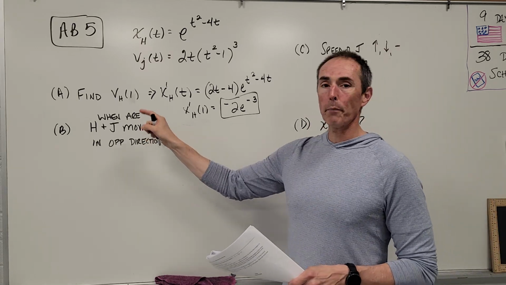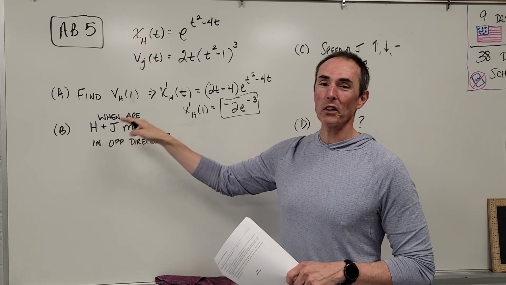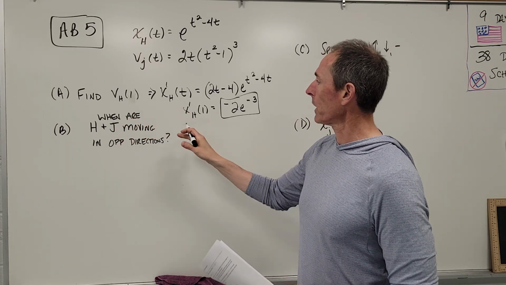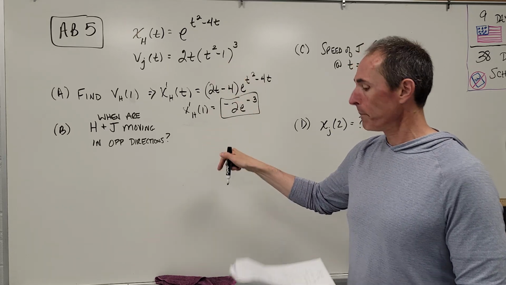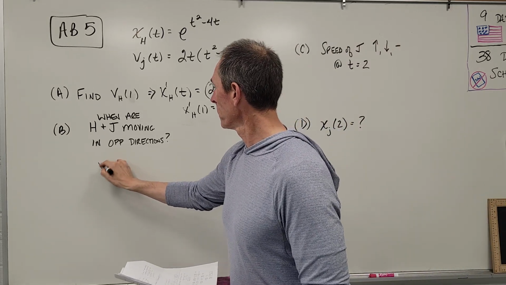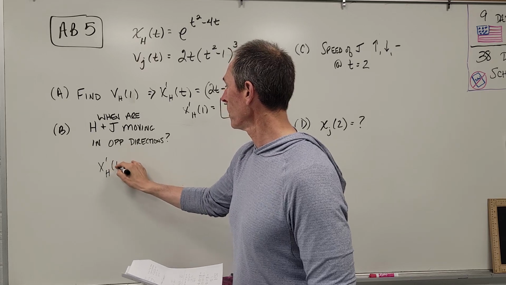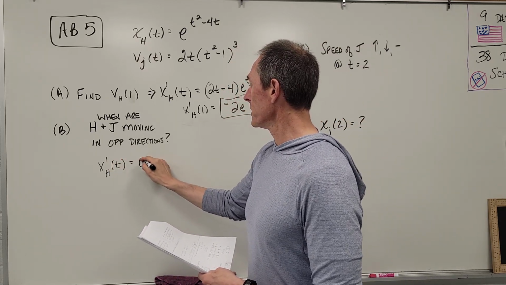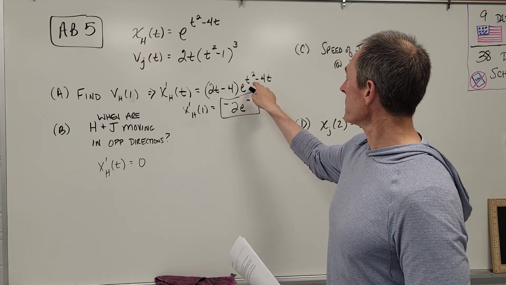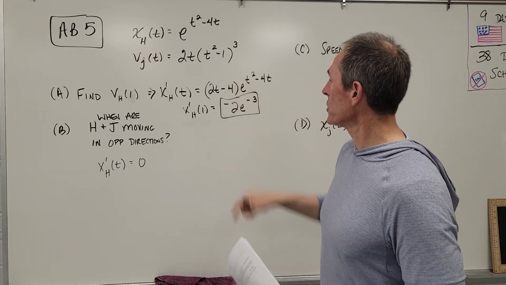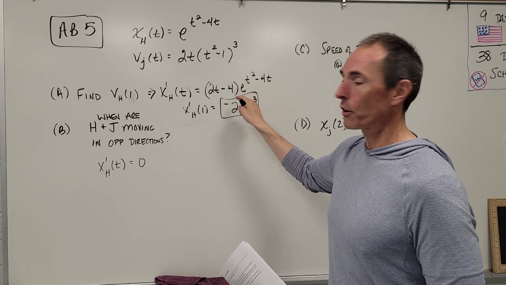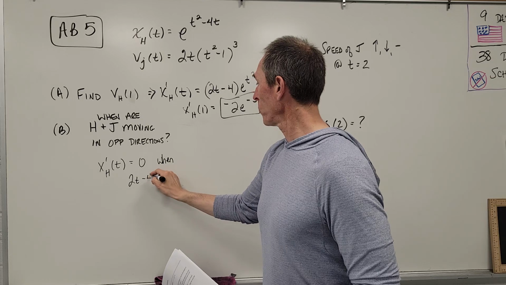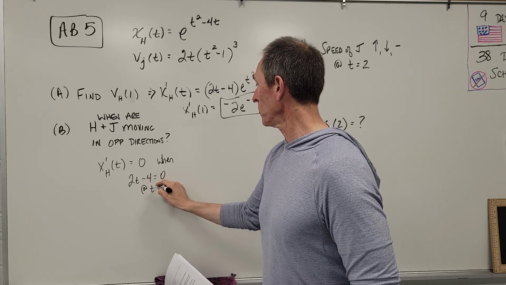Question B says, when are particles H and J moving in opposite directions? In order to look at that, we're going to have to look at each one of their velocities, right? So let's start with particle H, and we're really looking for when it's equal to 0. If this is my velocity for particle H, the only time it could have a critical value is when 2t minus 4 equals 0. So that would be at t equals 2.